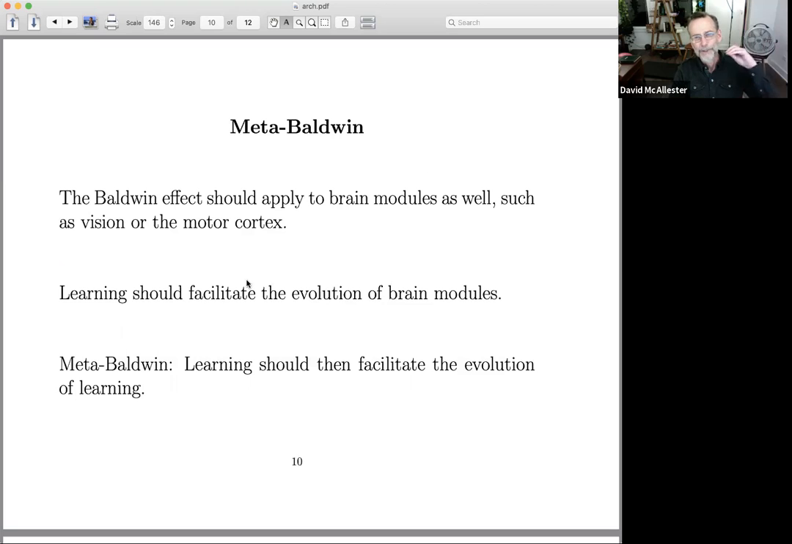So I'm going to introduce this phrase Metabaldwin. The first observation is that this should apply to brain structures, right? If I've got a bunch of modules, something that does vision, something that does motor control, and these are modules within the brain, and if the brain modules can learn how to interact with the other brain modules, so each brain module is learning how to interact with the other, then you get this kind of independence in the brain modules also. One brain module can evolve and the other can just deal with that evolution. And then there's this sort of vague intuition that this should apply to modules within learning also. So this Baldwin effect should facilitate the evolution of learning. So can we bootstrap learning?